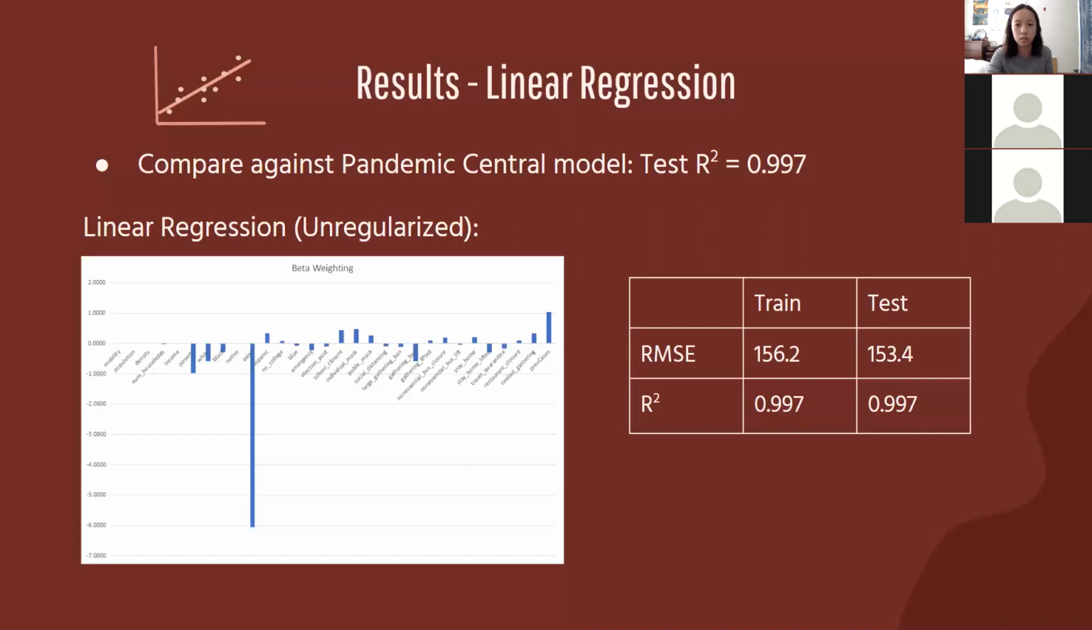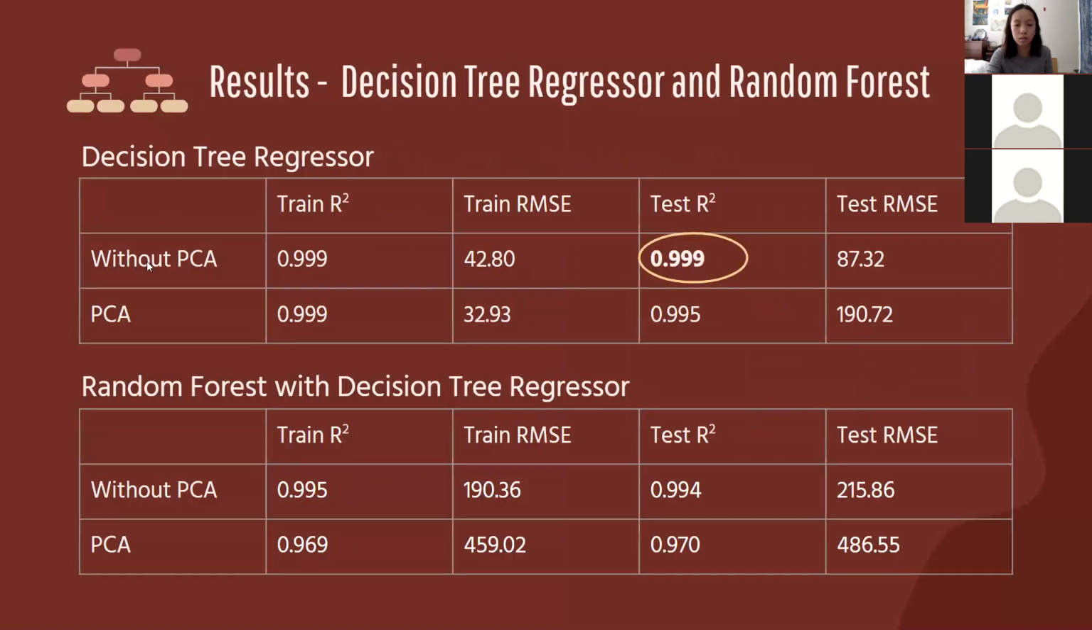We were also quite surprised that mobility rate and population density did not have significant coefficients, because we expected these features to be correlated with higher COVID rates. We then implemented a decision tree regressor and a random forest regressor.